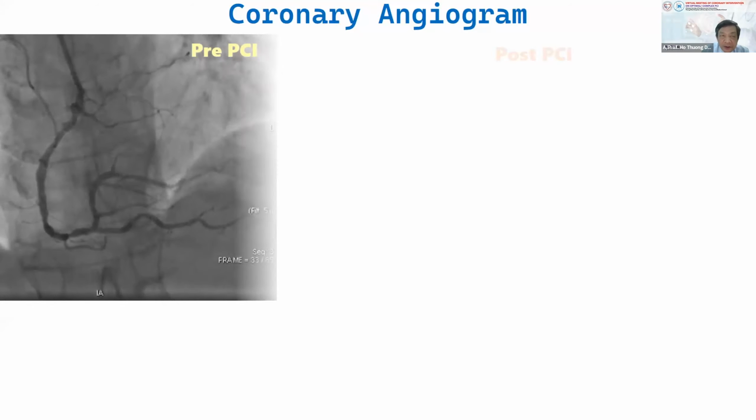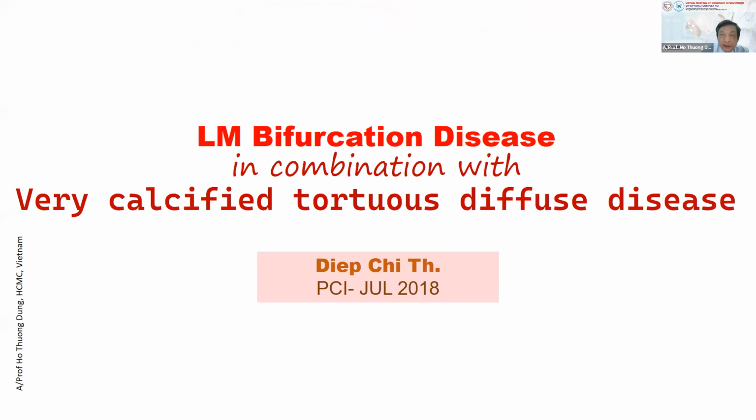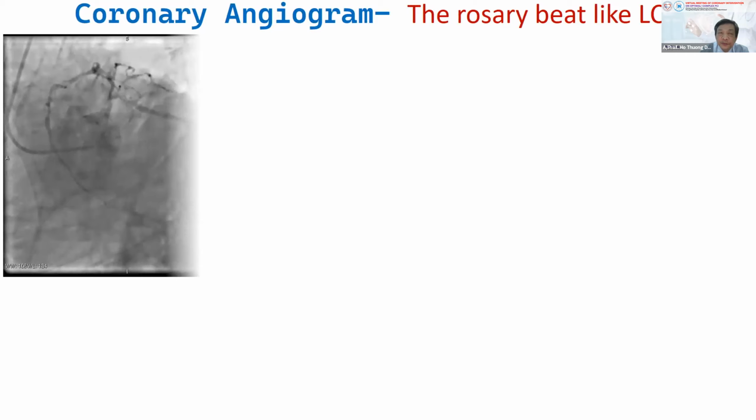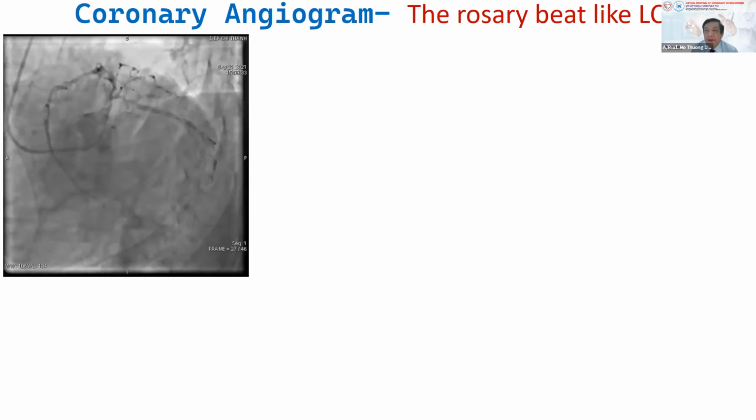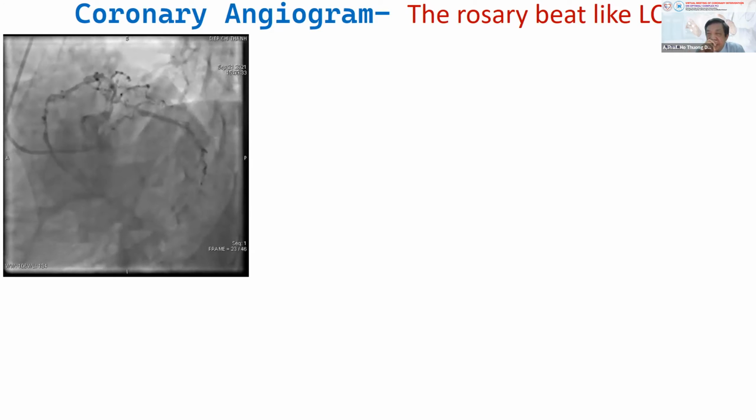Okay. So the first case I would like to show is rarely seen. It is one case of in-stent restenosis in combination with left main distal bifurcation lesion treated with the two-stent technique. And the second case, I talk about left main bifurcation disease in combination with very calcified, tortuous, diffuse disease. We call it the rosary bead. Oh, sorry, bead, not bit.